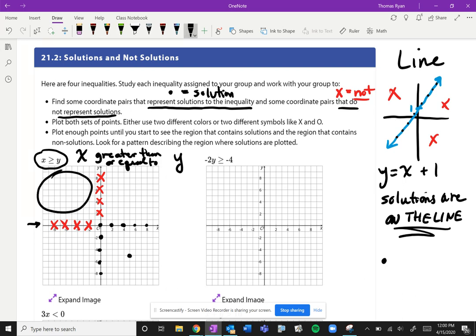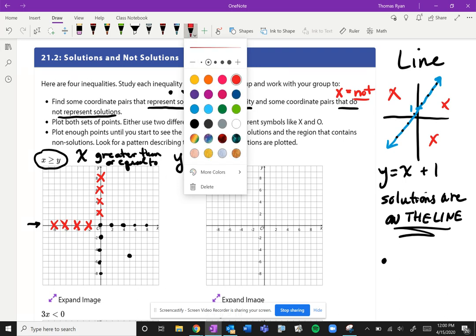Let's jump in this area up here. Let's pick, I don't know, this point right here. So we have negative 8 comma 5. Is the x value of negative 8 greater than or equal to 5? No way, right? Negatives can't be greater than a positive number like 5.